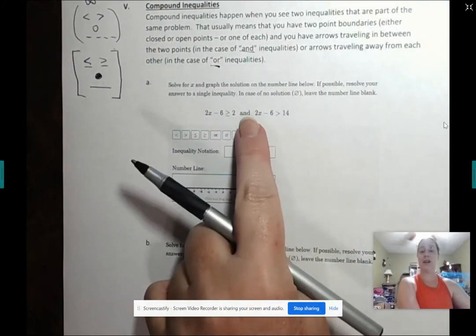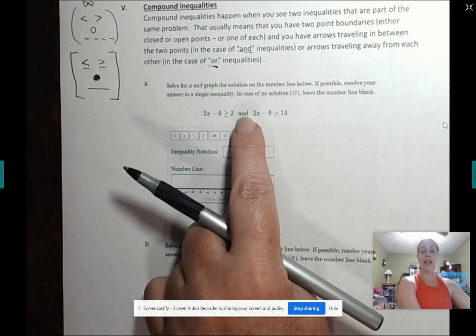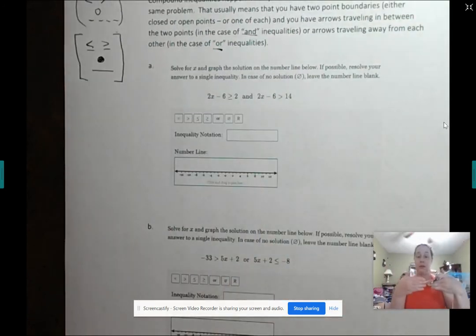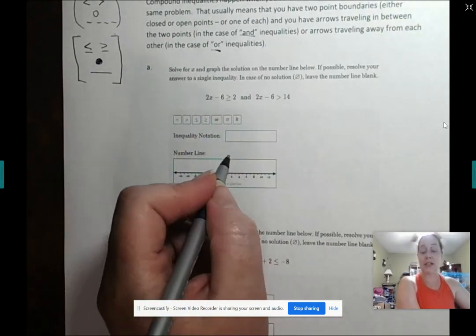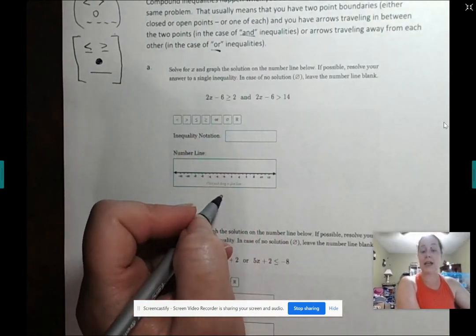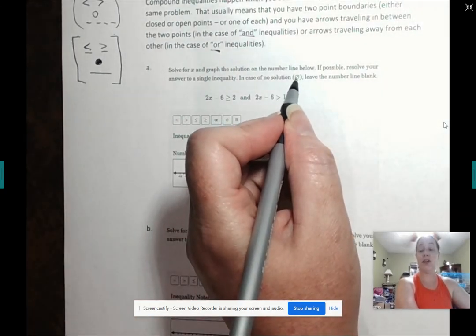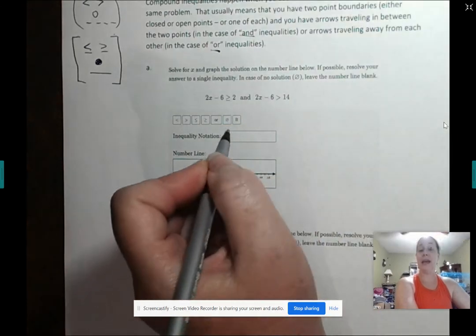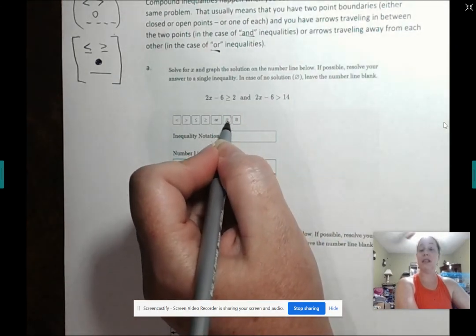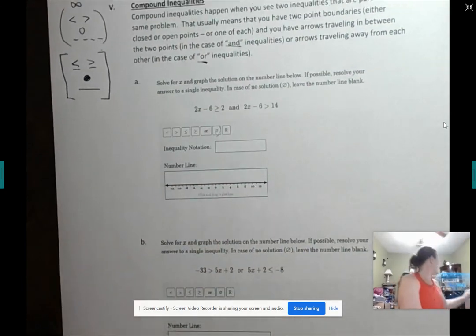So I see an and right here. That to me means I'm expecting to have 2 dots with arrows or the shading going in between each other. So I'm going to solve each of these independently, plot my solution on here, and we should see that. And again, if you ever have no solution, if you ever get something that's not a true statement at all, you're just going to leave the number line blank, and you'll put this symbol right here that's like a 0 with a slash through it. You can put it right here. Okay?